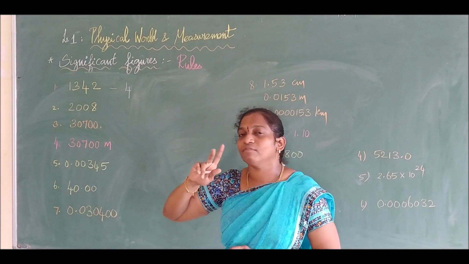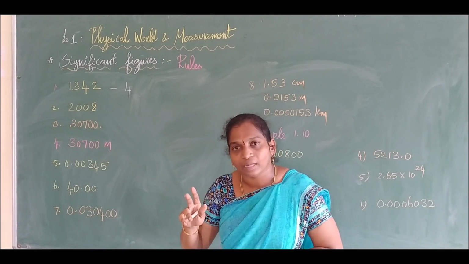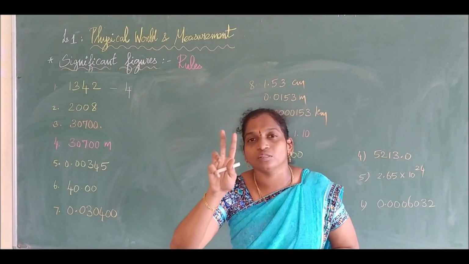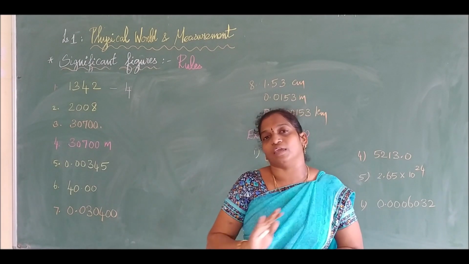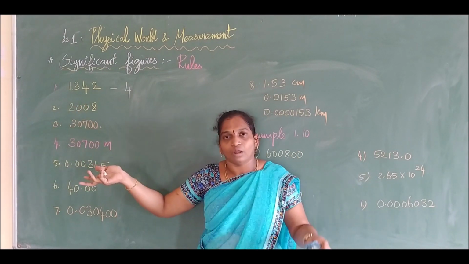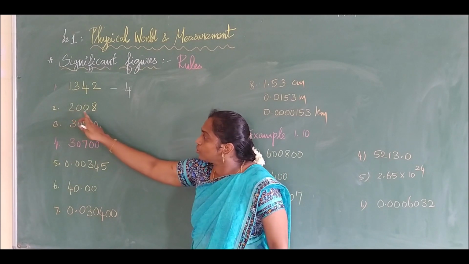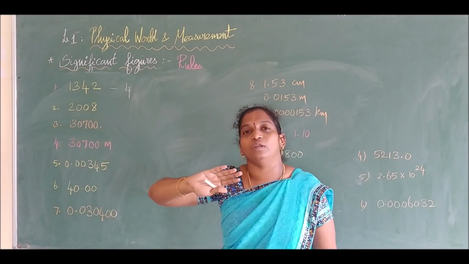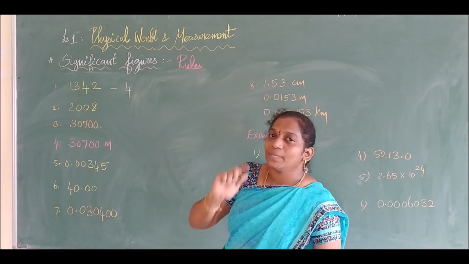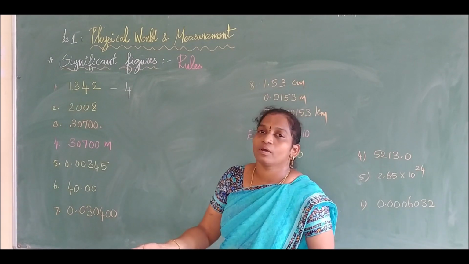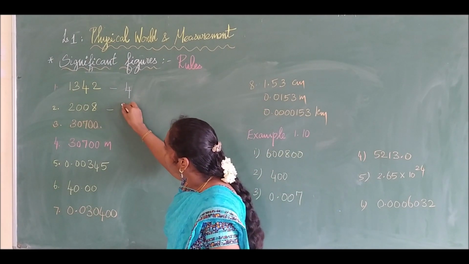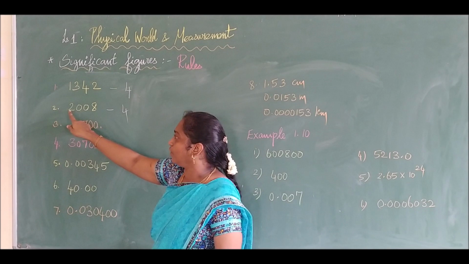And second, we take 2008. 2 and 8 are non-zero numbers, and between 2 and 8 we have 2 zeros. Right? Then the second rule is: the zeros between 2 non-zero numbers are also significant. Without the 2, if I take these 2 zeros, they are meaningless. Right? Therefore 2008 is a meaningful number. So what is the second rule? The zeros between 2 non-zero numbers are significant.